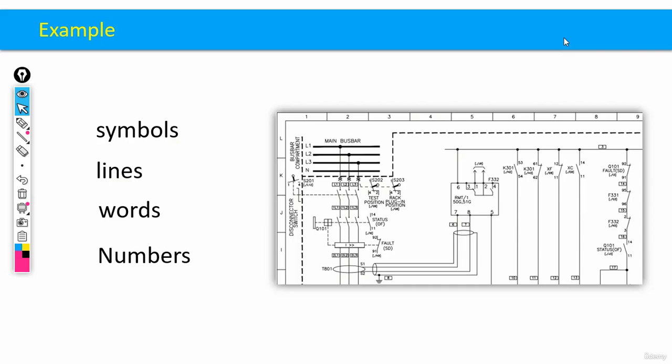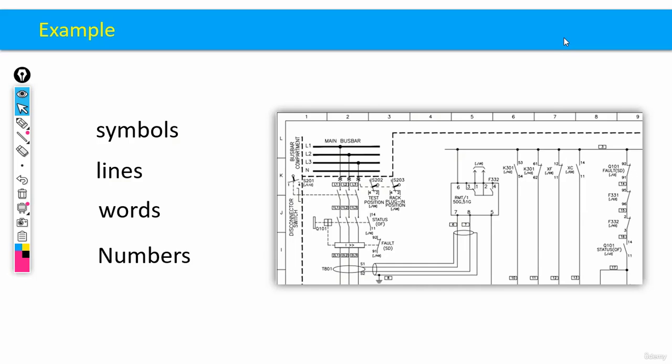Well, as you can see in the image, guys, electrical diagrams, electrical schematics, consist of four main parts, so four main components. Again, you can see these four components in the image. They are symbols, lines, words, and numbers.